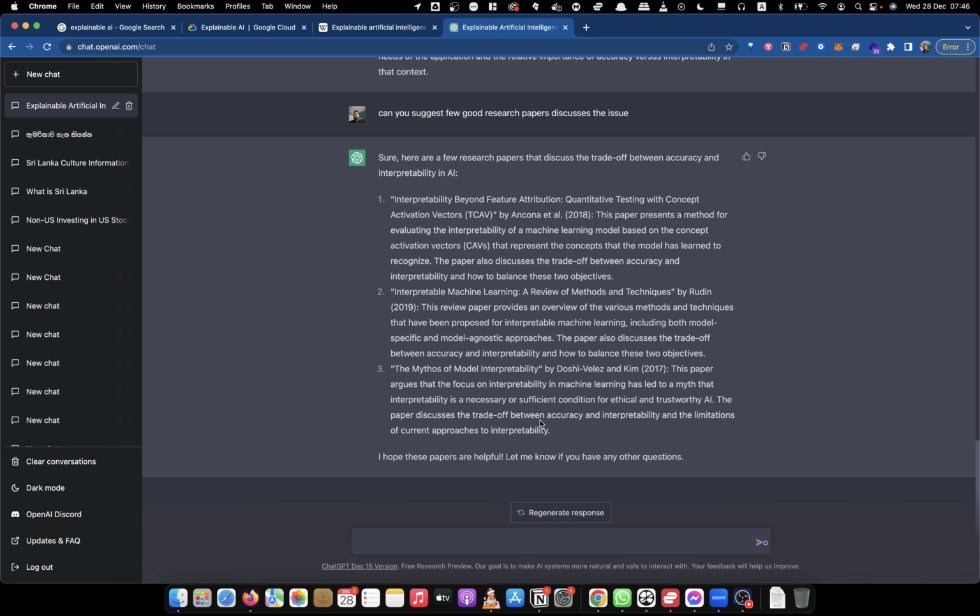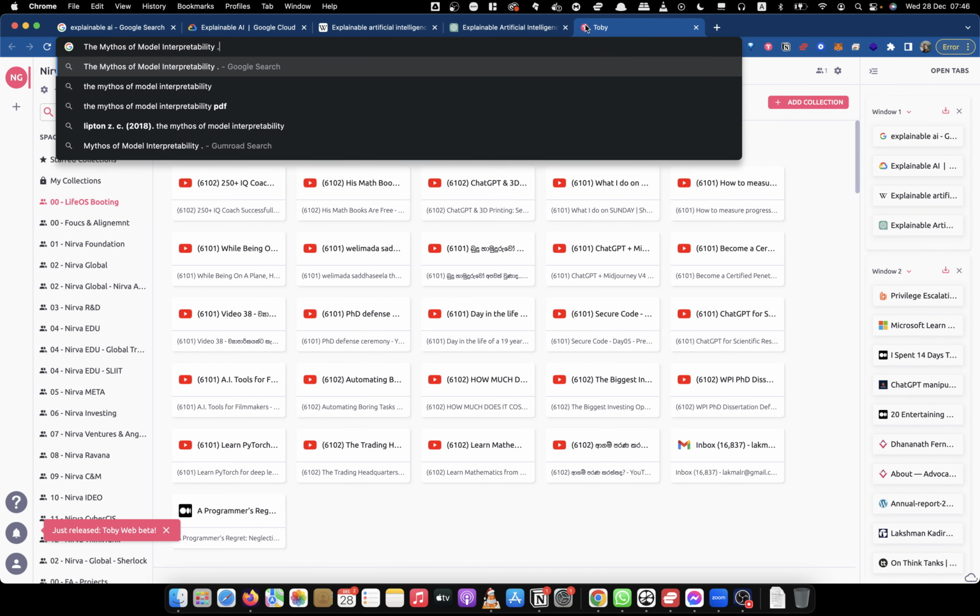So okay, there are a few papers: interpretability beyond feature attribution, quantitative testing with concept activation vectors, and it doesn't give much detail about where it was published. Okay, the paper argues, so it gives a bit of a summary as well. So let's take the mythos of model interpretability. That's an even older paper. I think that's a good place to start. So let's copy this one and let me do a quick Google search, probably Google Scholar.